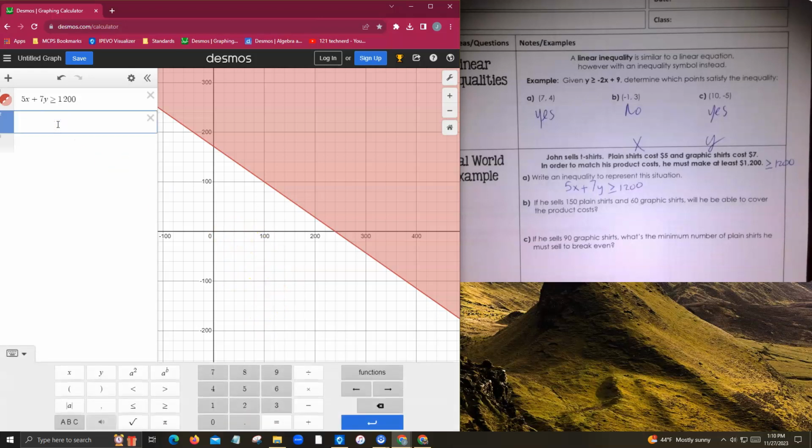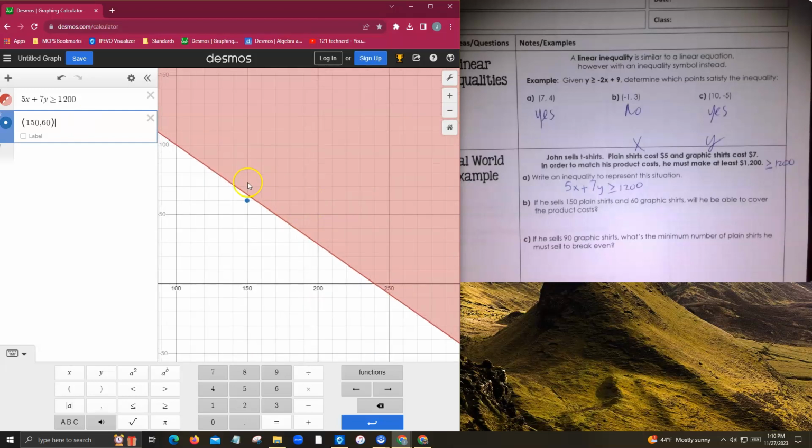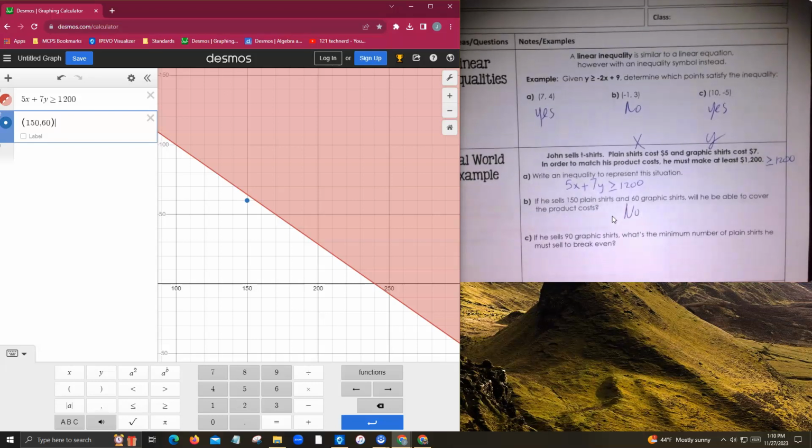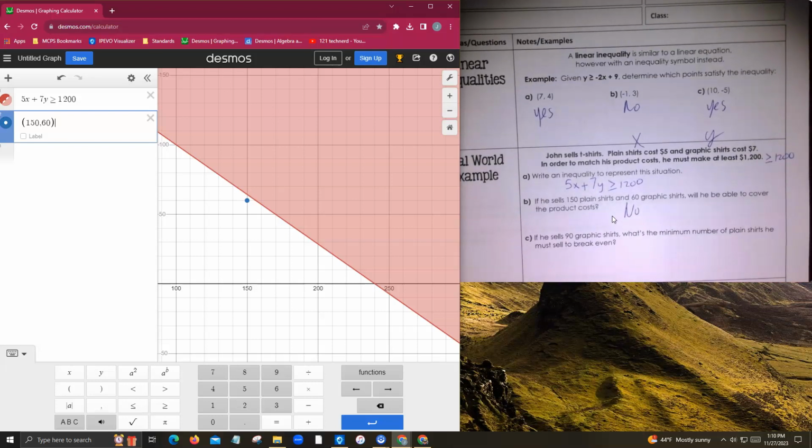So all I have to do here is type in, remember that 150 is X and the 60 is Y. So all I have to do is put 150 comma 60 in there. If I'm not sure, I can zoom in. It shows that it's below what I need. So the answer to this is no. He will not be able to meet his product costs because he's still in the unshaded area.